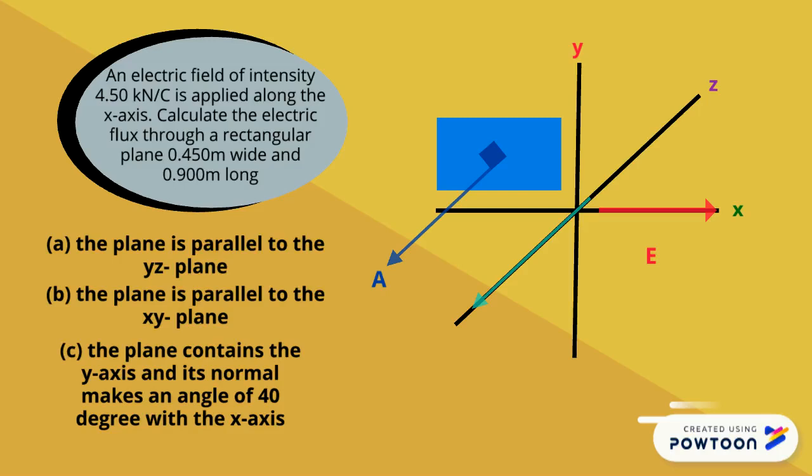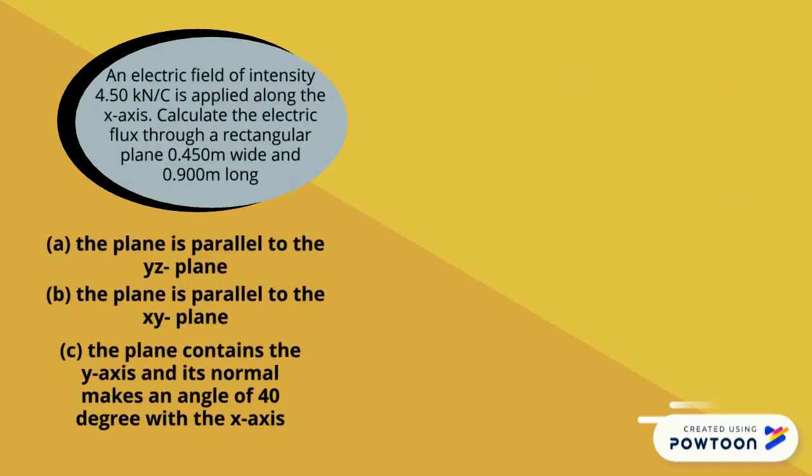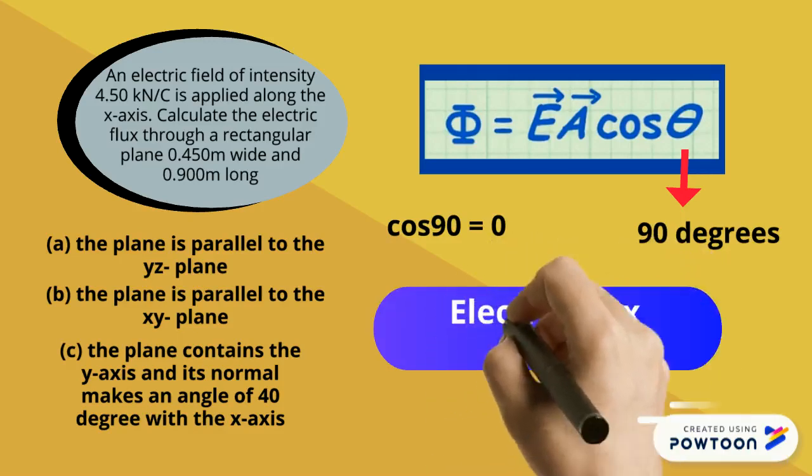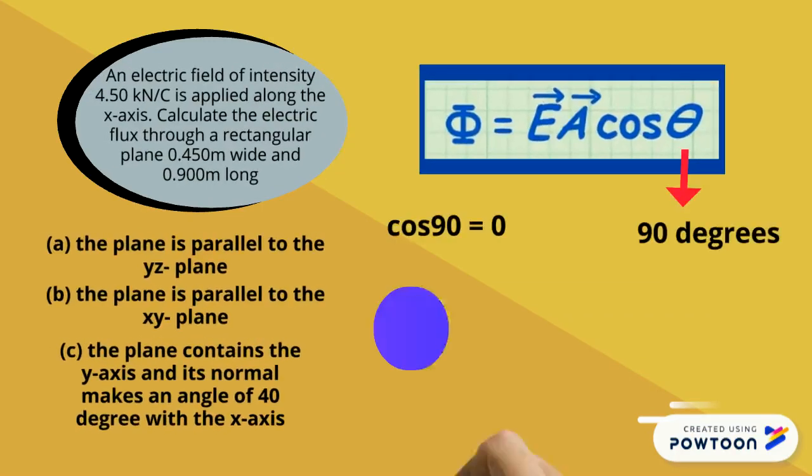And then hopefully, we can see that the angle between that area vector in blue and this electric field vector in red is a 90-degree angle. And we know that because the angle between the z-axis and the x-axis is of course 90 degrees. And there's a little bit of a shortcut here. Because the cosine of 90 degrees is 0, when you plug in 90 degrees for theta, you're going to end up getting an electric flux equal to 0 newton times meter squared per coulomb. So this would be the right answer to part B.